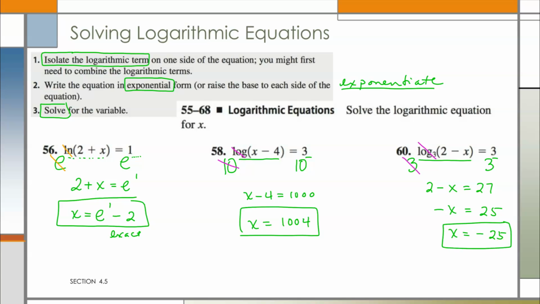So to solve a log equation, we isolate the log on one side of the equation. Sometimes we need to use laws of logarithms so that we have one logarithm and not two. To get rid of our log, we exponentiate both sides, and then we're ready to solve.